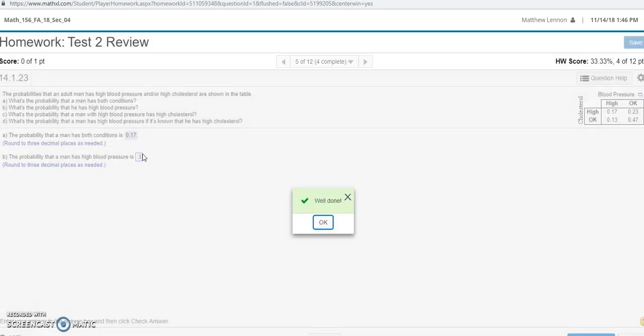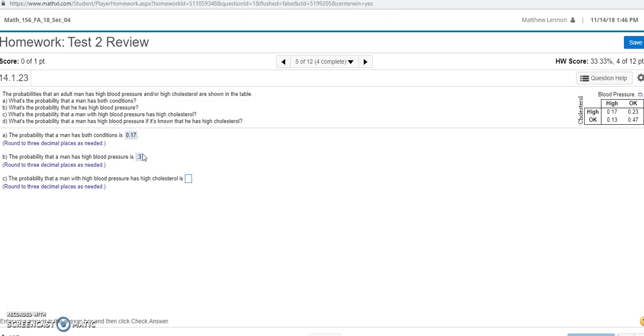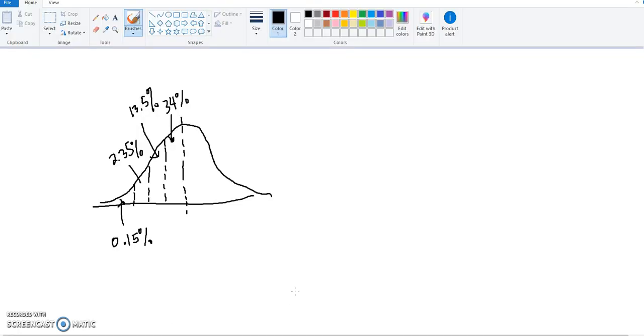Okay, so the last 2, C and D, are actually conditional probabilities. C asks, what is the probability that a man with high blood pressure has high cholesterol? Essentially we're asking, what's the percentage that he has high cholesterol, given that we know he has high blood pressure? Well, the group of all people with high blood pressure are 0.17 and 0.13, and out of that group, only 0.17 have high cholesterol. So we're doing 0.17, those in that group that actually have high cholesterol, divided by the total 0.17 plus 0.13 that has high blood pressure.